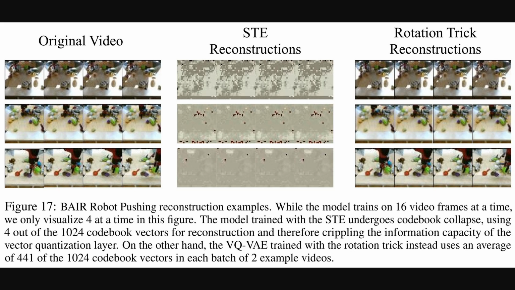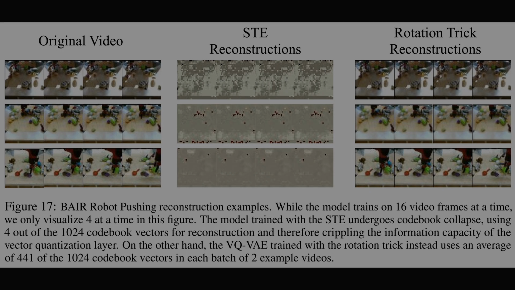Okay, you can see the original video frames on the left, then the STE reconstructions in the middle. They're completely garbled, showing that codebook collapse in action, using just 4 codes. But compare that to the rotation trick reconstructions on the right. They're vastly clearer, much closer to the original, using hundreds of codes instead.